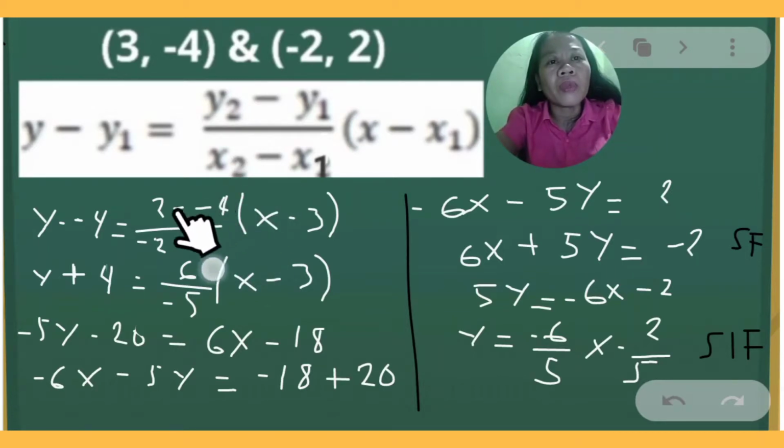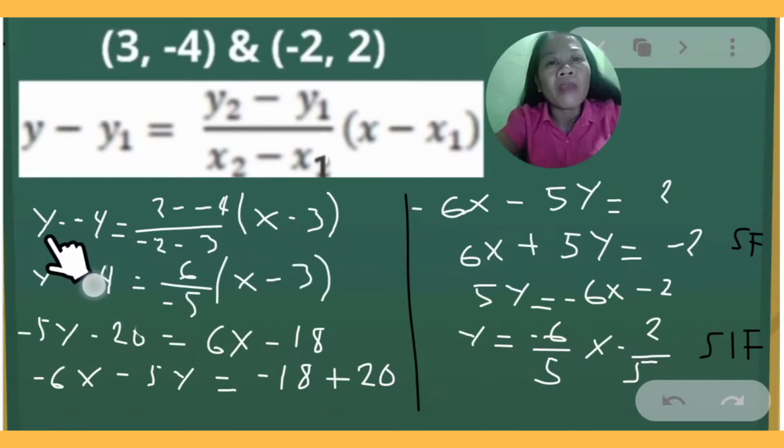Then for x sub 2, we have -2 for x sub 2. And then copy minus from the formula. Our x sub 1 is 3. Look at this one, 3. And then copy the parentheses and then the x, the minus sign from the formula. Substitute x sub 1 by 3 as given. Okay, so we have this one.